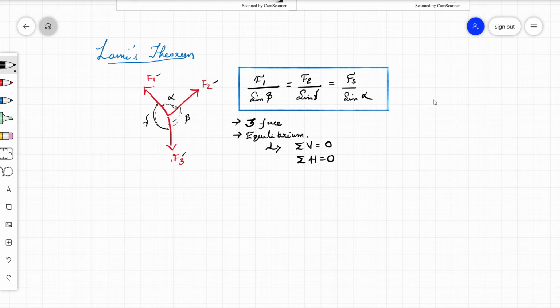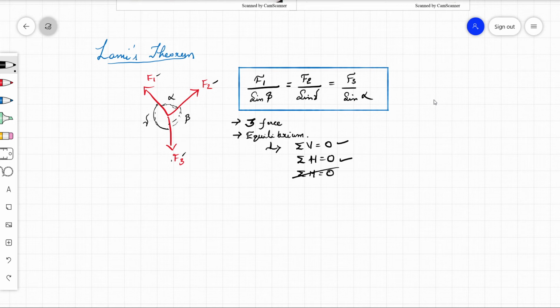One more formula was there, the summation of moments about a point is equal to 0. This formula is not there over here because we are not going to consider any moment as of now. So you have to understand that the summation of all vertical forces is equal to 0 and the summation of all horizontal forces is equal to 0 for the equilibrium conditions.